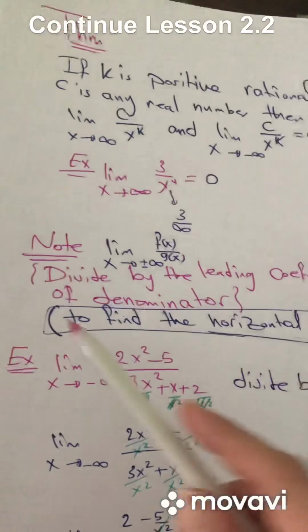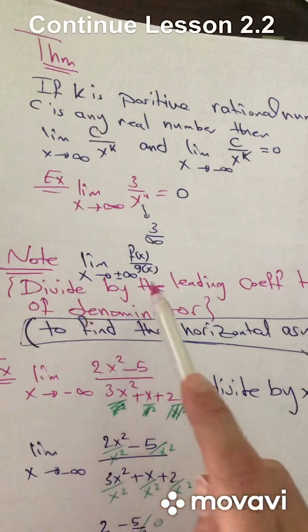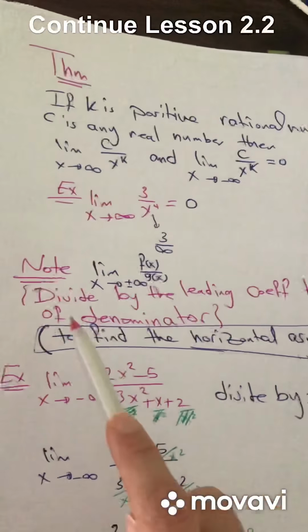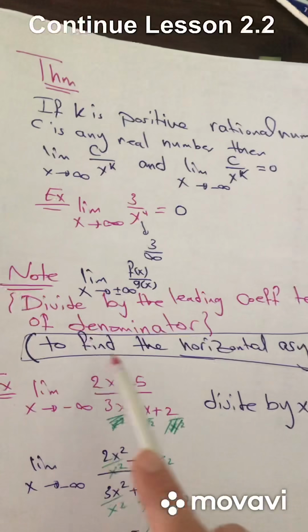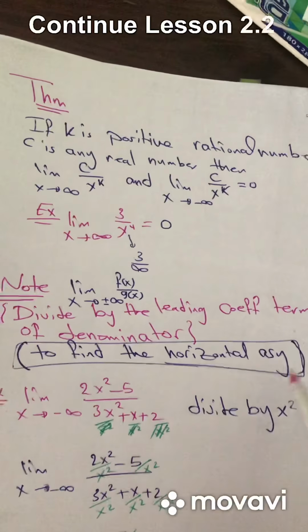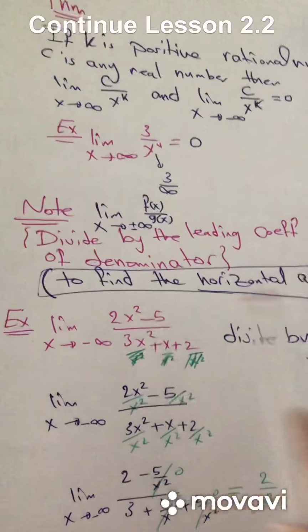Why this? Now, I want you to keep this note in mind: divide by the leading coefficient term of the denominator. What does that mean? And this is also used to find the horizontal asymptotes. An example. What about a question if it's given?